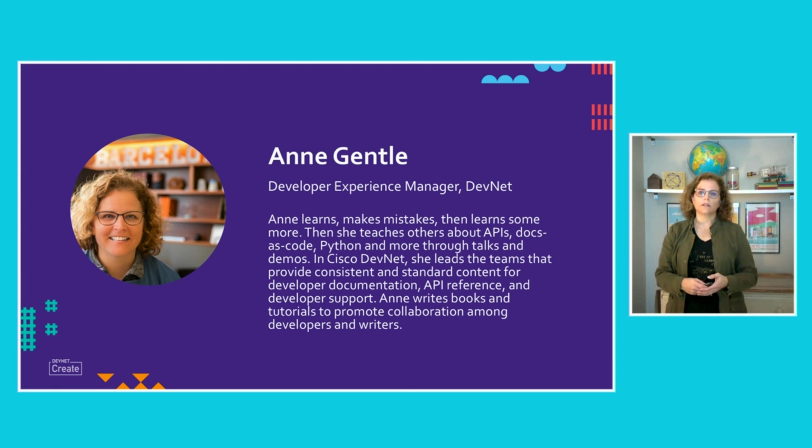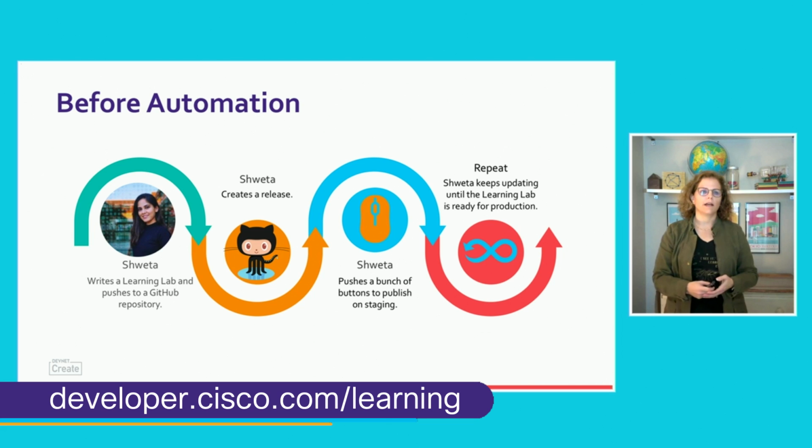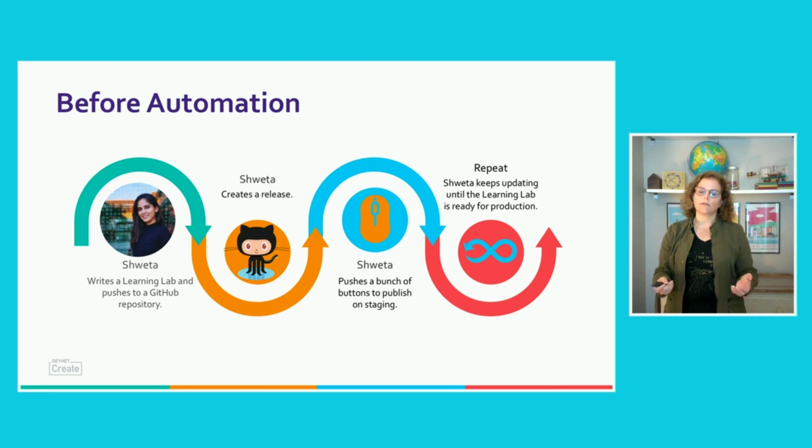So for Learning Labs at DevNet, we write in Markdown and store it in GitHub. And so a lot of the system is built for our developer advocates. So Shweta works on a learning lab, puts it into GitHub, and keeps writing and revising. Once it's ready, she creates a release in GitHub and then has to go to basically another web UI, click a bunch of buttons, and that pushes it to staging so that she can preview it.